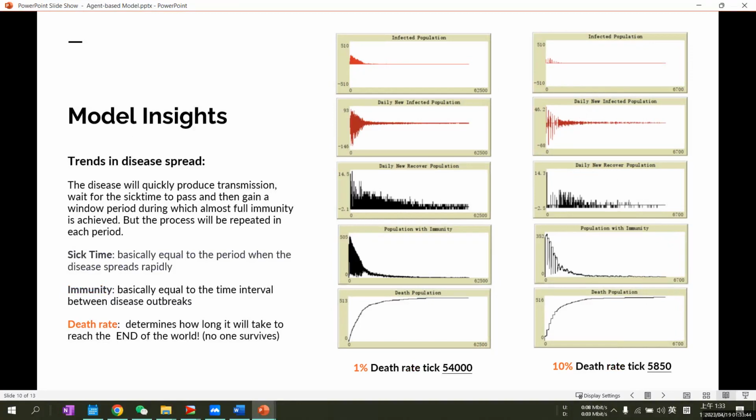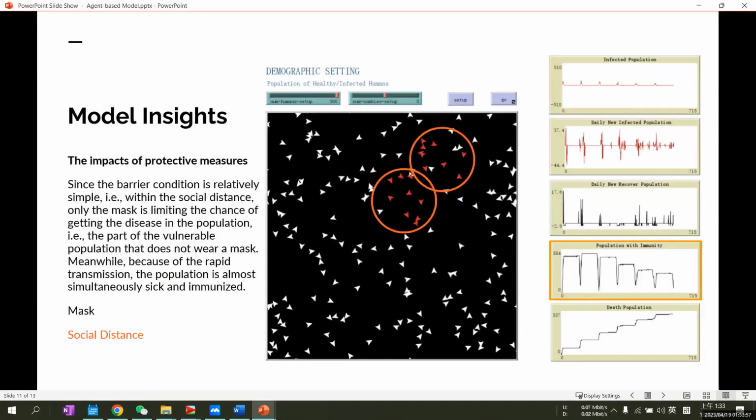In terms of protective measures, since the barrier condition is relatively simple, which means that within the social distance, only the mask is limiting the chance of getting the disease in the vulnerable population that does not wear a mask. At the same time, because of the rapid transmission, the population is almost simultaneously sick and immunized. Because of the limitation of social distance, patterns are more often in clusters.